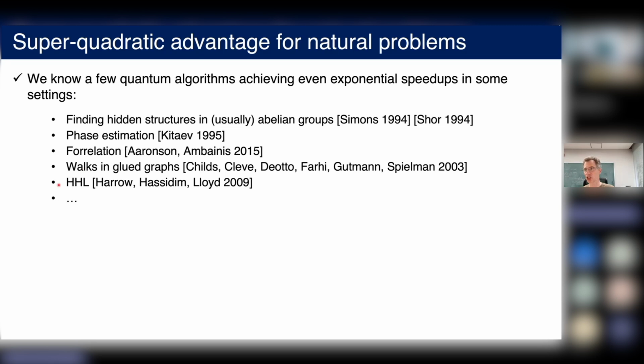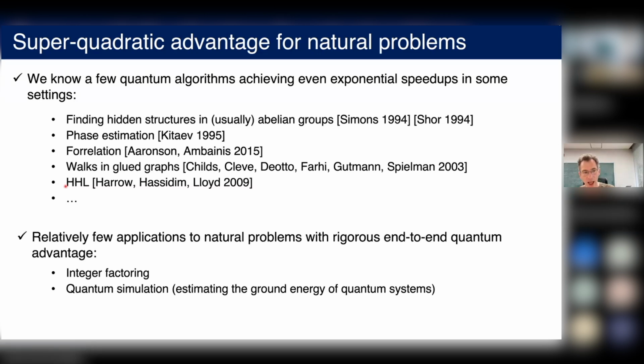Also, we have HHL that gives some speedups, sometimes exponential, for problems in linear algebra. But the point is that many of those results have few applications with rigorous end-to-end quantum advantage. For example, Simon's problem is a problem about query complexity.